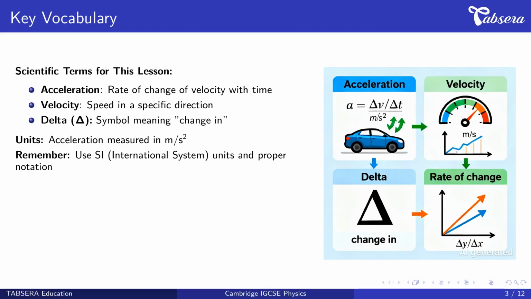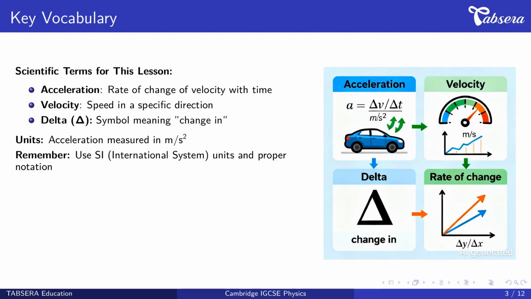Now let's define our key vocabulary. Each term is essential for understanding this lesson. First, acceleration, which means the rate of change of velocity with time. This tells us how quickly velocity is changing. Second, velocity, which means speed in a specific direction. Velocity is a vector quantity, unlike speed, which is scalar.